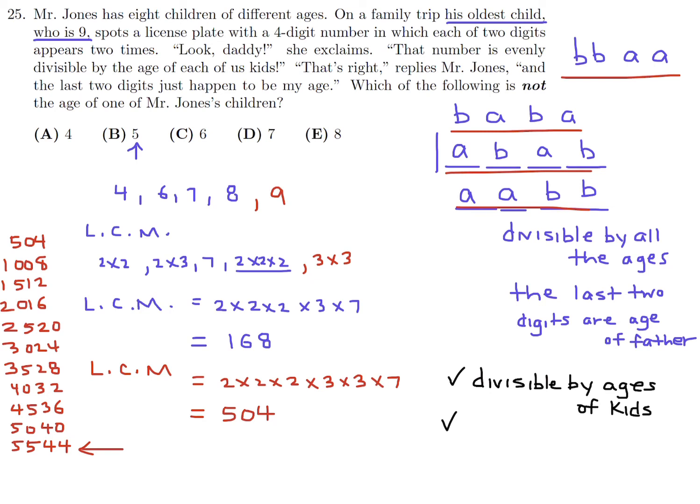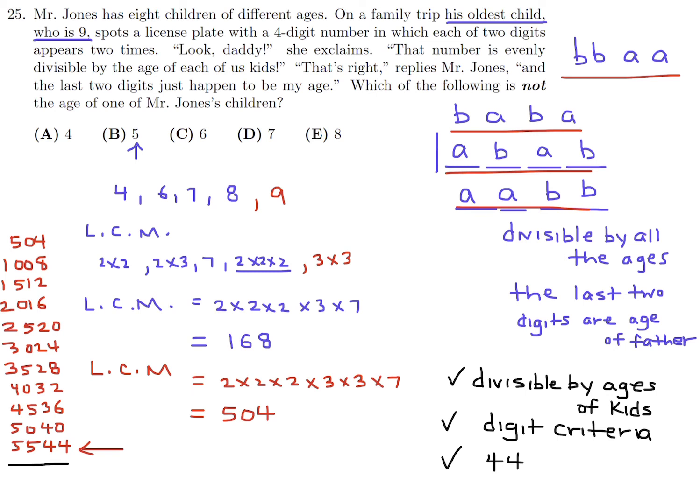Second criteria is the number has to have only 2 digits, and each of those 2 digits has to be repeated twice. So the digit criteria is definitely met because the number is 5544. And any other criteria? Yeah, the last 2 digits have to be the age of the father. And I mean, 44 is definitely a realistic number for the age of a father. And there you go. That's the answer.